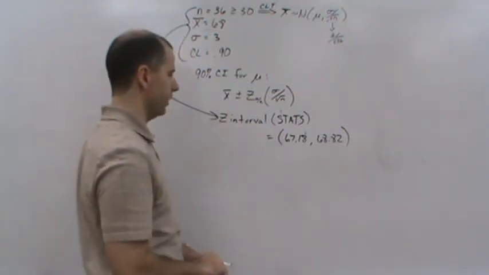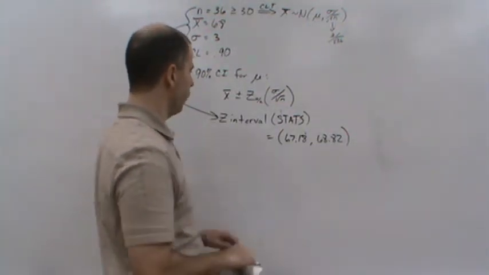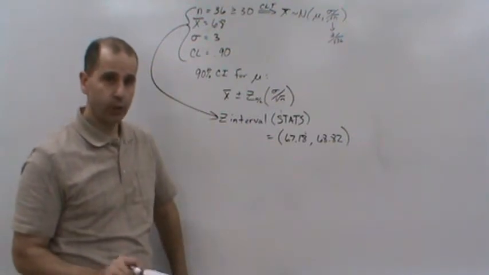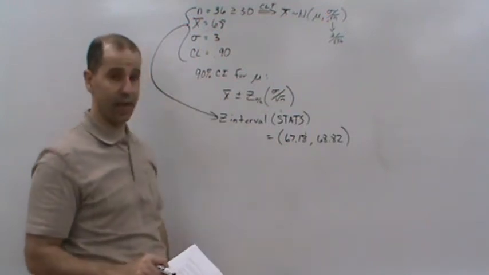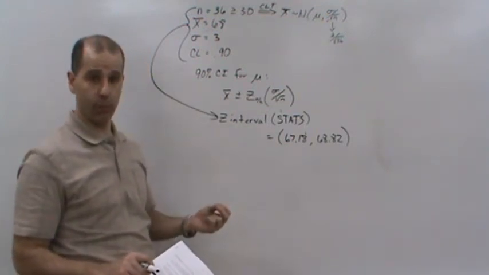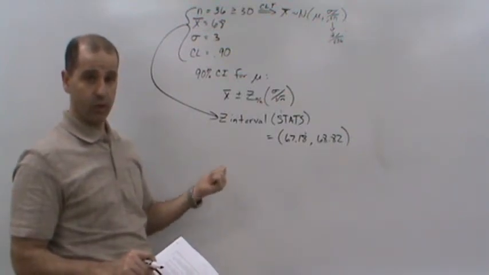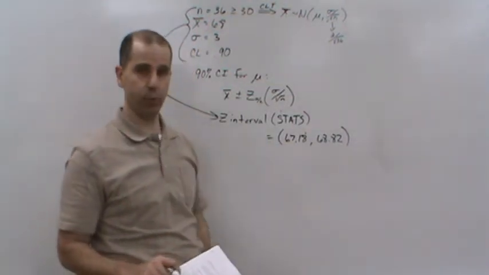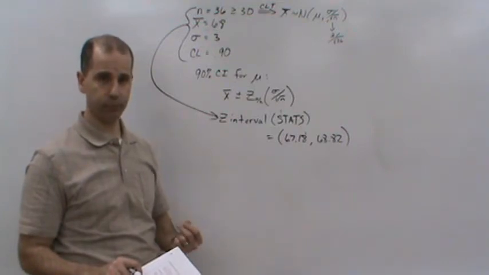So in this case here, the way we would interpret this interval is that we can be 90% confident. Okay, I want you to write this down. I'm going to write it down in a minute, but I want you to write this down. We can be 90% confident that the true average score for all students taking this test is going to be somewhere between 67.18 and 68.82. That's the interpretation of confidence interval.